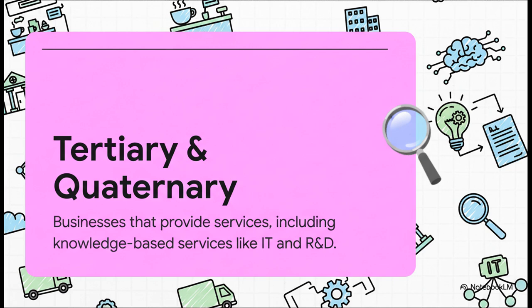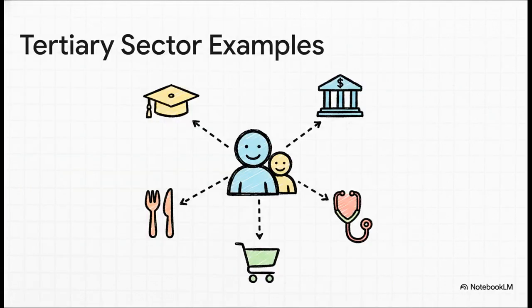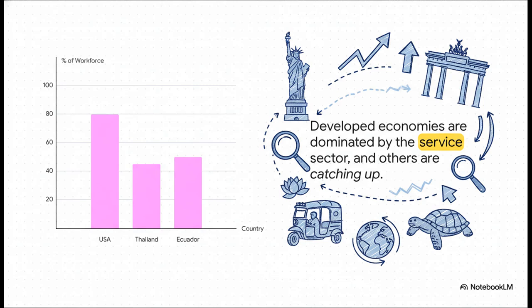Some people even break this down further into what they call the quaternary sector, which is all about knowledge and information. So think IT, research, and development. The examples here are pretty much what drive the economies of most developed nations today, right? Banking, education, healthcare, retail. It's less about physical products and way more about providing expertise, experiences, and all kinds of support. As you'd probably guess, established economies like the US and Germany are way out in front here with most of their workforce in services.